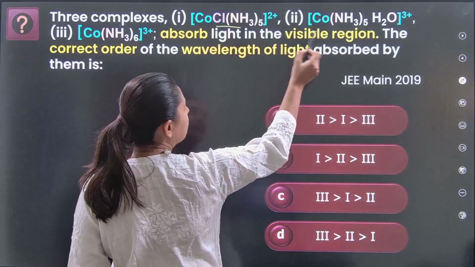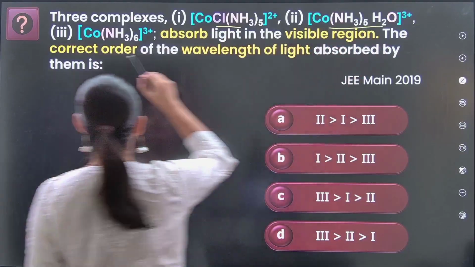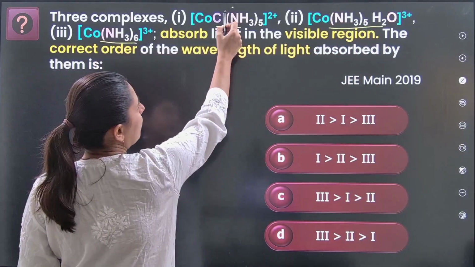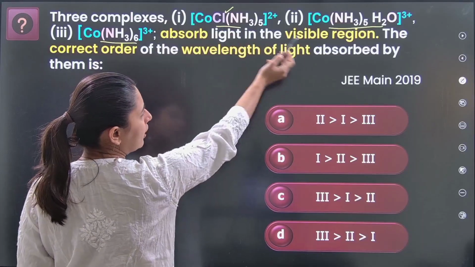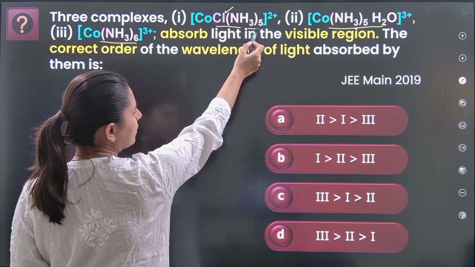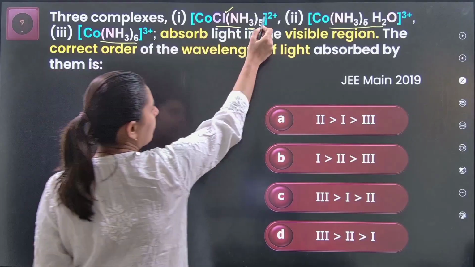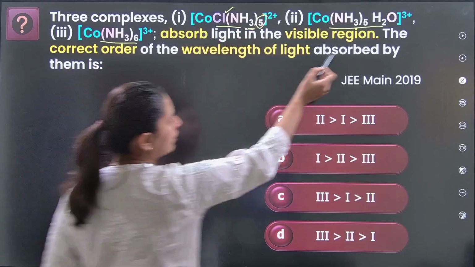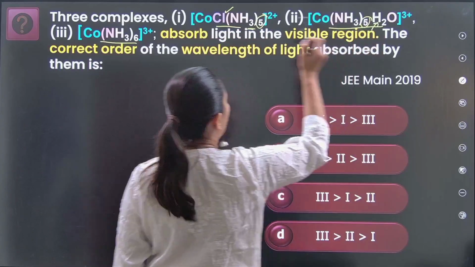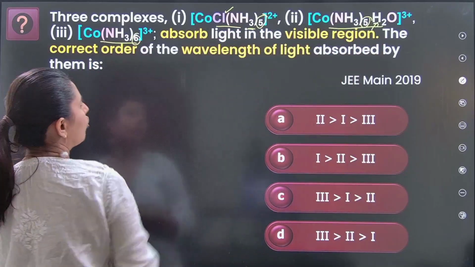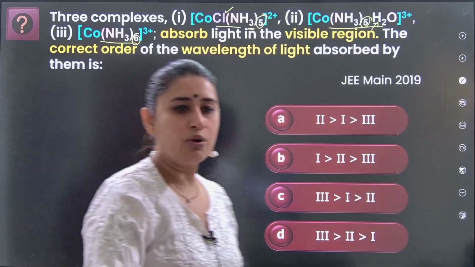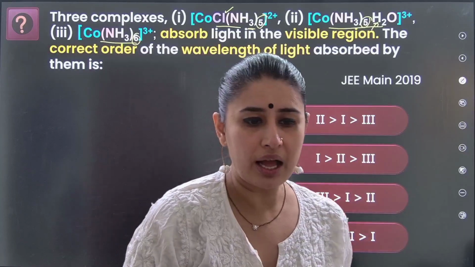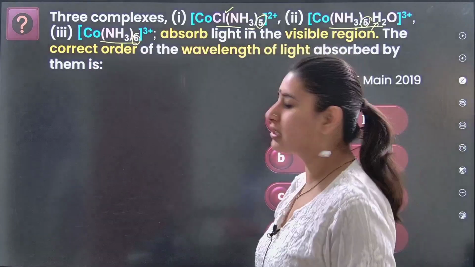From the ligands, that means you have what kind of ligands? Here you have Cl ligand and ammonia ligand. Ammonia, how many? 3. How many? 5 ammonia ligands are here. Here 5 ammonia and 1 water. Here 6 ammonia. Okay, out of chlorine, ammonia and water, can you tell me the strength of the ligands?